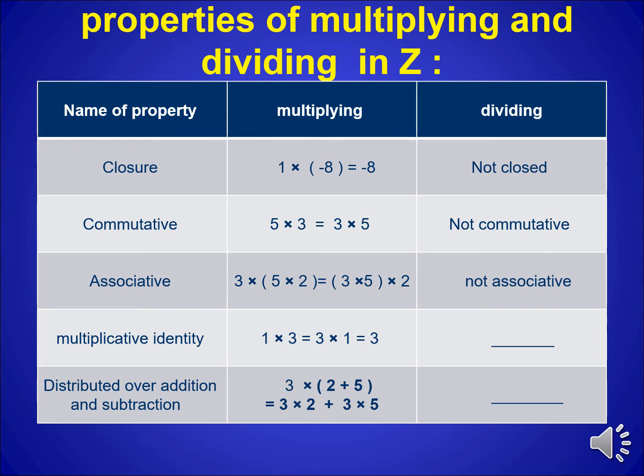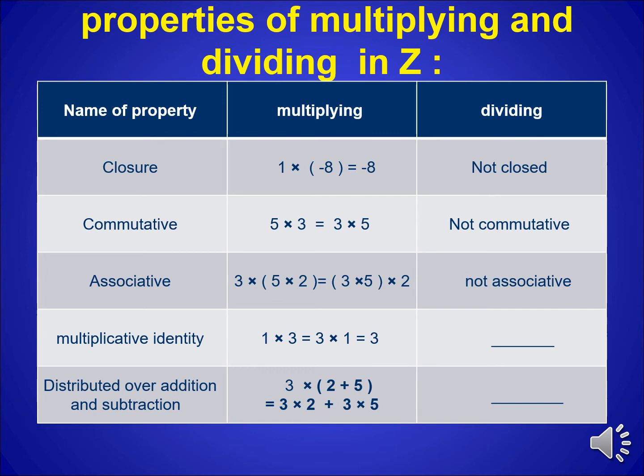The second property, commutative. What's the meaning of commutative, Junior 6? Commutative means changing the place of the numbers without affecting the answer. That means 5 times 3 equals 3 times 5. This is the meaning of commutative. But is dividing commutative? If I say 5 divided by 2, is that equal to 2 divided by 5? No. So dividing is not commutative.